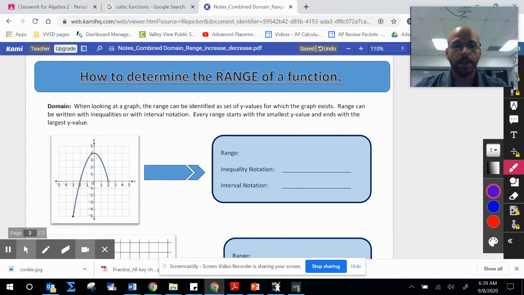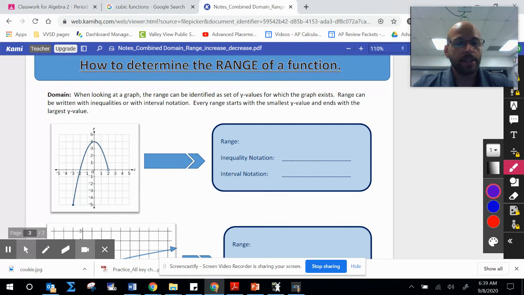Instead of domain, we're going to find the range. Now the range is the set of y values for which the graph exists. So when I ask for the range, I want you now to look at the y-axis, or the values, the highest point and the lowest point, the maximum and minimum, if you will. So I want to figure out where is the smallest value.